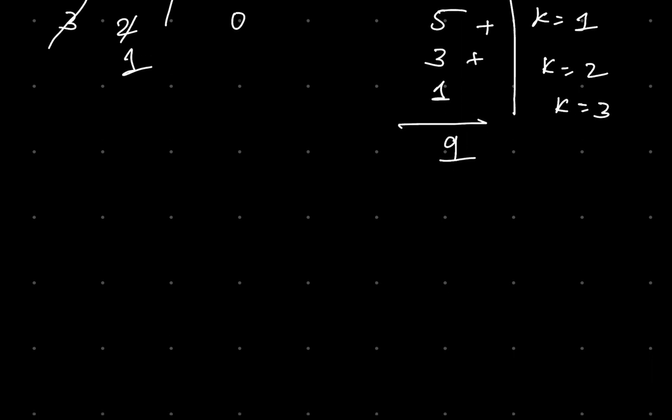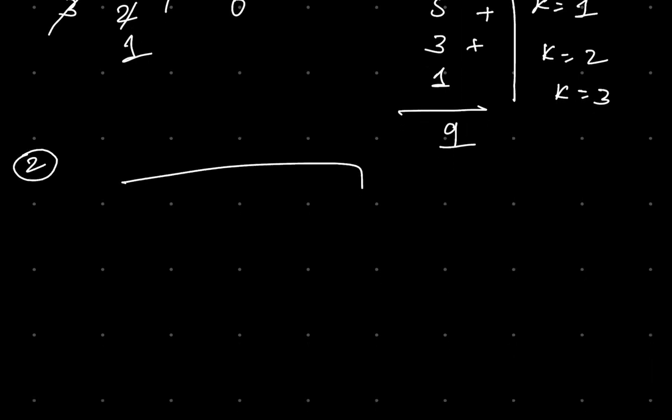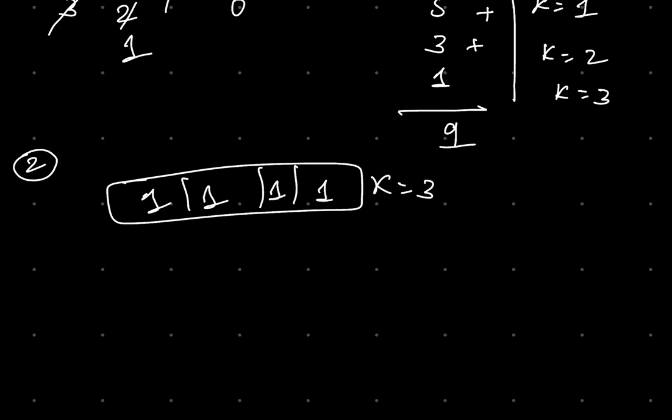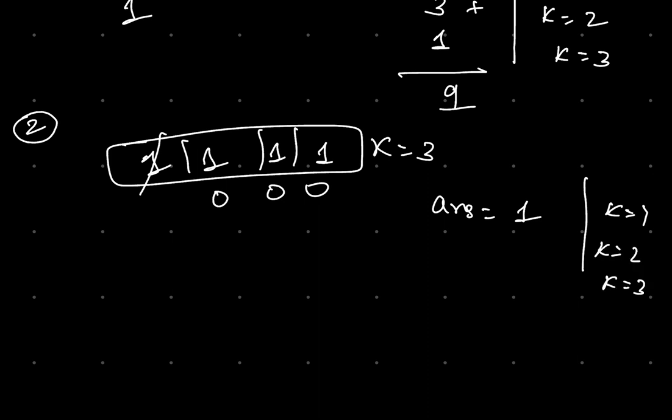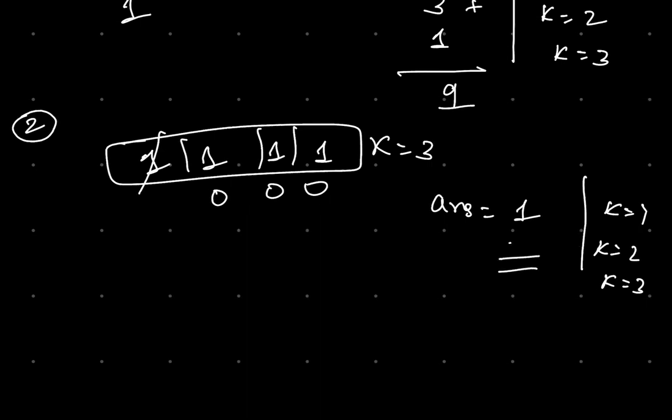Let's take more examples. If the array is 1 1 1 1 and k is given as 3, or let's say 2, whatever it is, you will add 1 in this. For k equals 1, 1 is added, and all other values will become 0. Now for k equals 2 and k equals 3 also, you can't add negative numbers, so plus 0. Basically the answer will be 1.